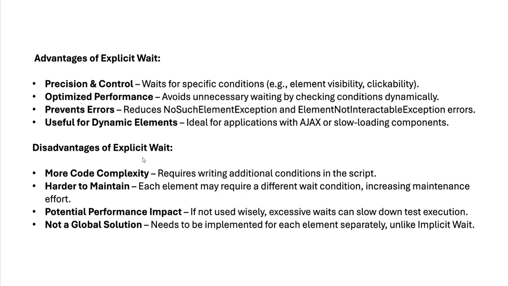We know that implicit wait is a global solution. It will wait for a specified amount of time, but it doesn't make sure whether the element is visible or not, correct? But here we are making sure whether the particular element is visible or not, it is clickable or not, it is interactive or not. All this you can confirm, whether specific alert is present or not. Then you can perform the action on it. But in implicit wait, you cannot do that.